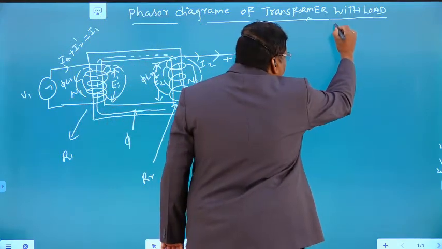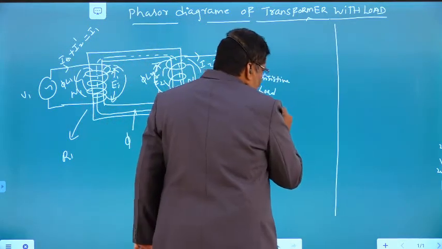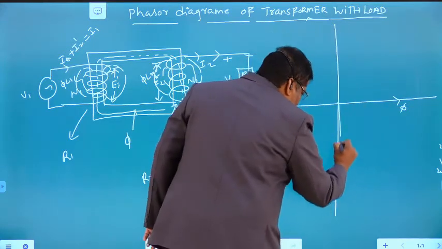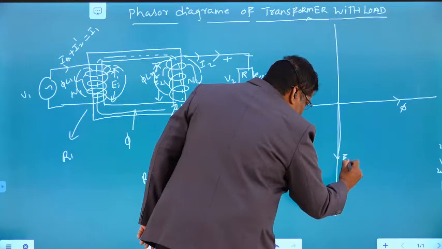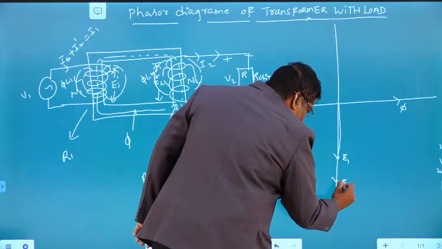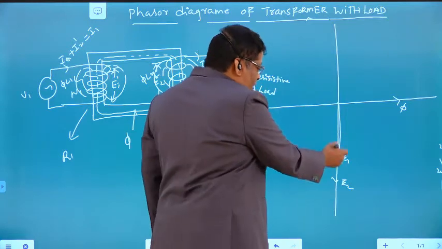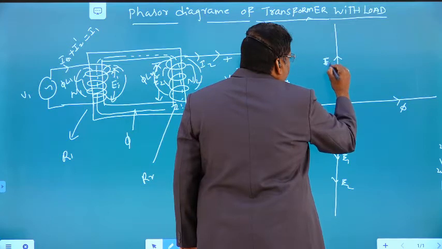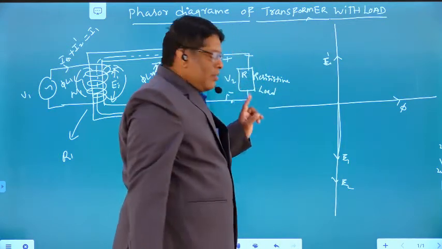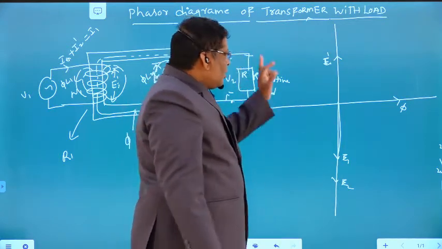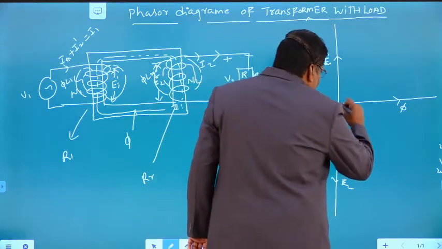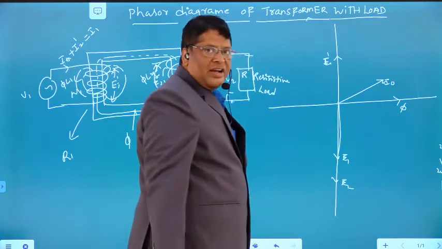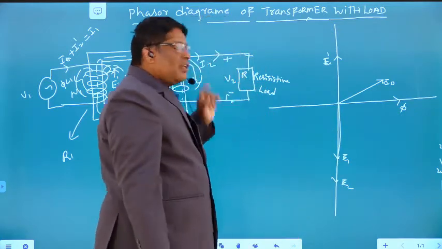Again you take the y-axis and x-axis. On the x-axis you take the flux. After the flux you draw E1 and E2. After E1 and E2, draw E1 dash, nothing but the voltage drop in the primary winding due to E1. Now draw the no load current. This is the no load current I0. See here, we applied the resistive load.